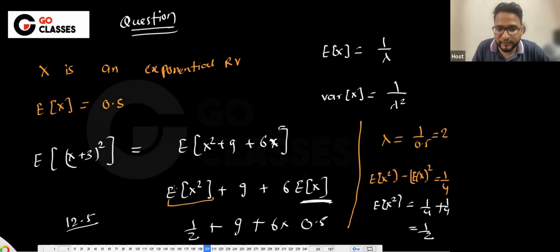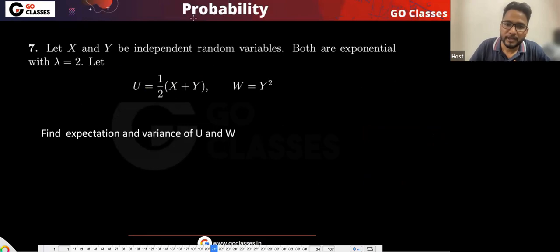Now, the only trick that we needed to apply is how to calculate this expectation of x square. To calculate the expectation of x square, they have given you the expectation of x. Given the expectation of x, you can calculate the expectation of x square. Let's just solve more questions. Let's see how to solve this question.